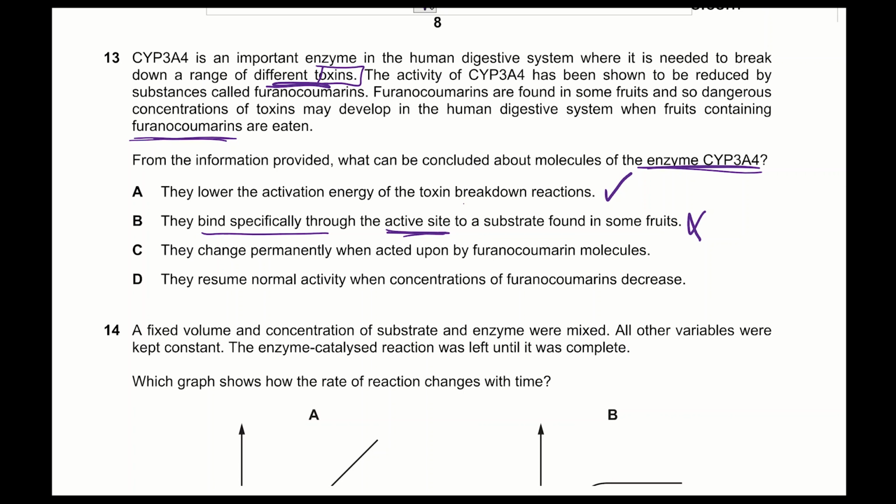For C, they change permanently when acted upon by furanocoumarin molecules. We just mentioned it is not specified whether it's competitive or non-competitive, therefore this is incorrect. For D, they resume normal activity when concentrations of furanocoumarins decrease. This would be correct if this were a competitive inhibitor. However, because it's not specified, this is incorrect, and the answer is going to be A.